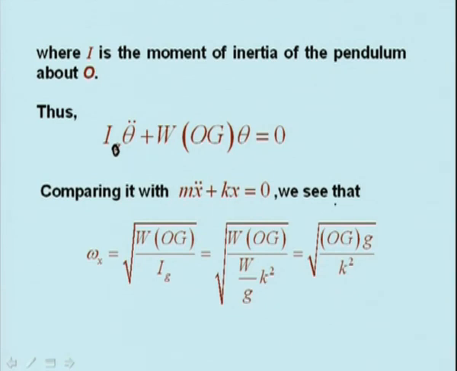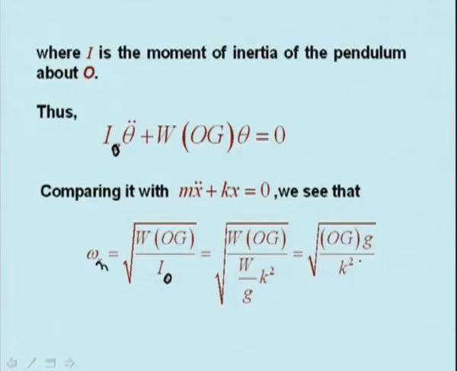Thus I0 theta double dot plus W OG theta equal to 0. Again compare it with m x double dot plus kx is equal to 0. We see that omega n comes out to be root of W OG by I0, and this can be written as W by g. W by g is basically mass times K square, where K is the radius of gyration about point O. This is equal to root of OG times g divided by K square.